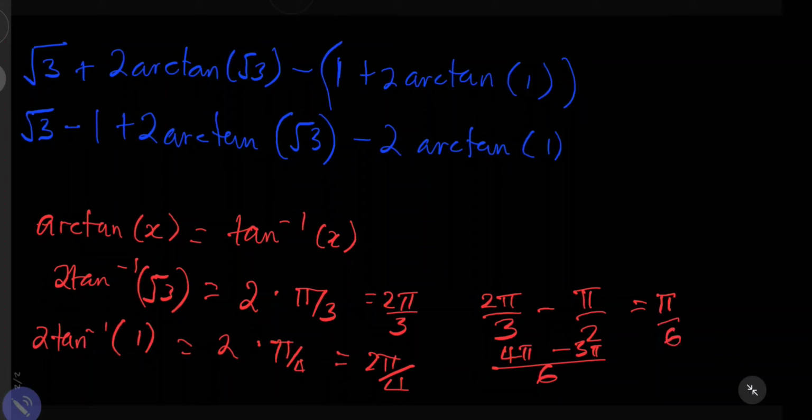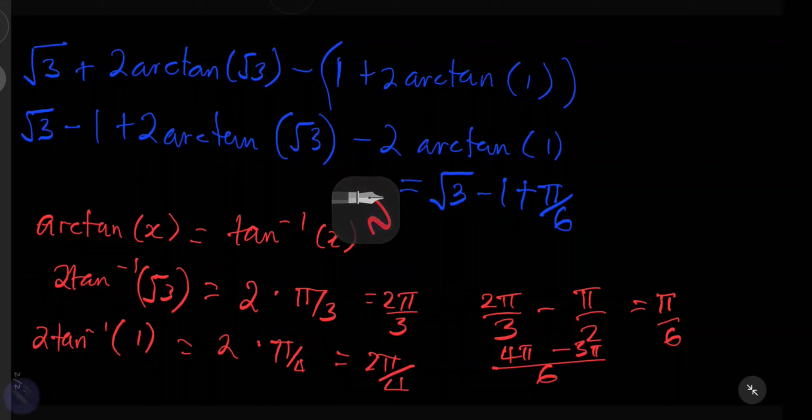So now we have as our answer, this would give us equals root 3 minus 1 plus pi over 6. So this is the solution.